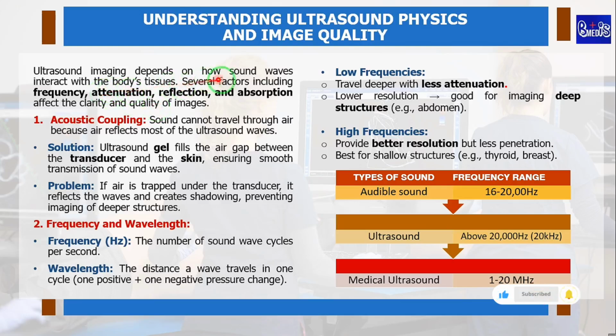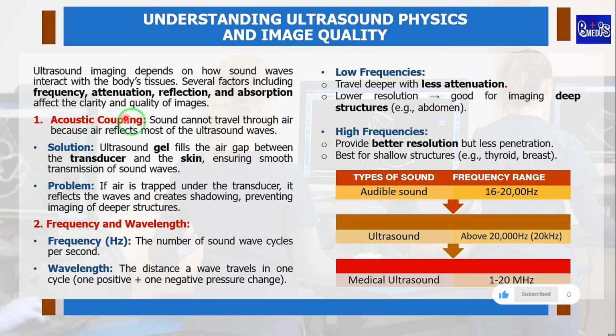Ultrasound imaging depends on how sound waves interact with body tissue. Several factors, including frequency, attenuation, reflection, and absorption, affect the clarity and quality of images. Now, the first we look at is acoustic coupling.